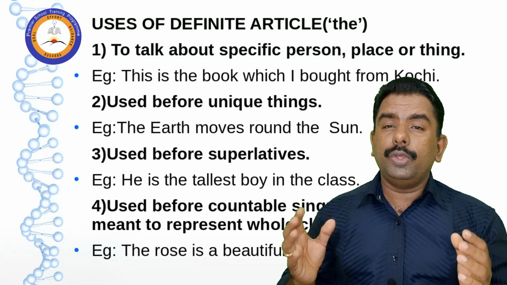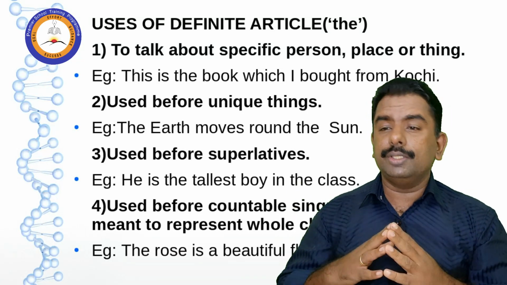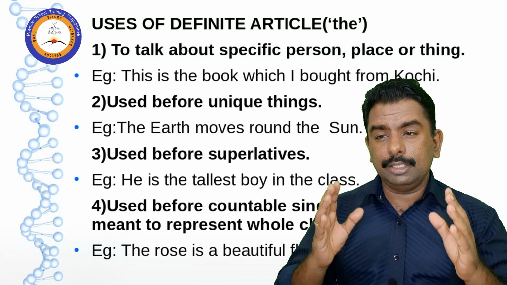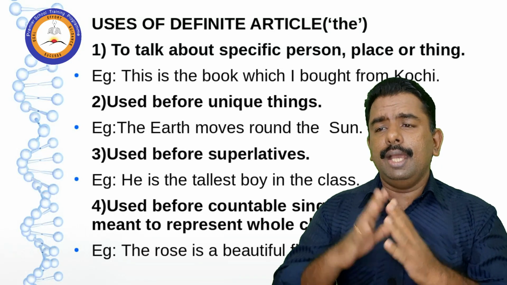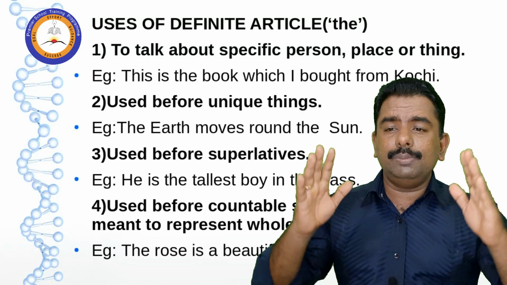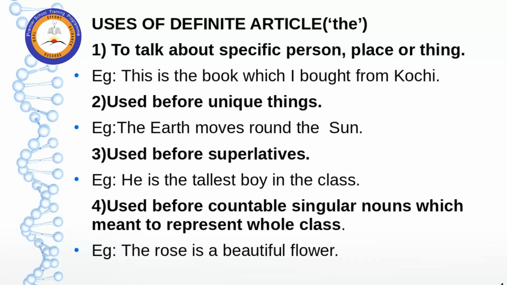Used before unique things. That is the second point. Before unique things we use the definite article. Example is here: The earth moves round the sun.